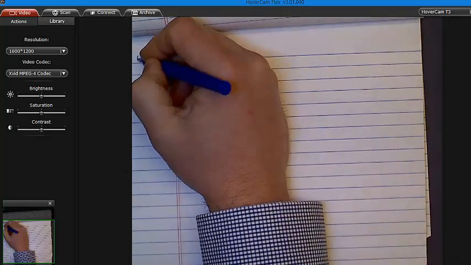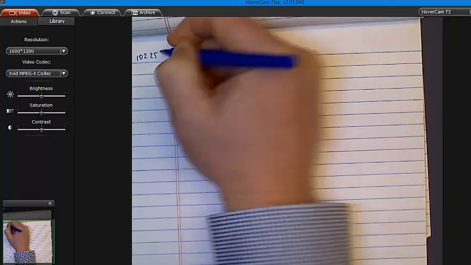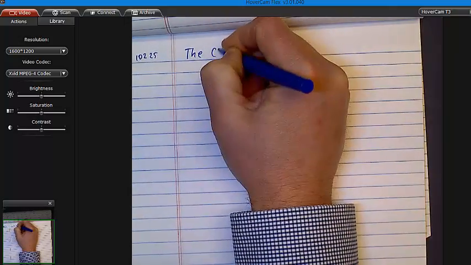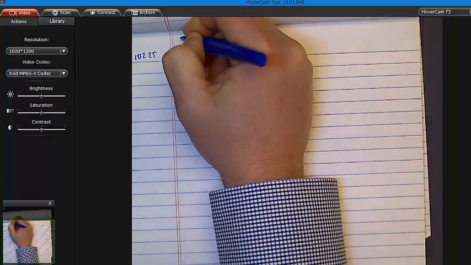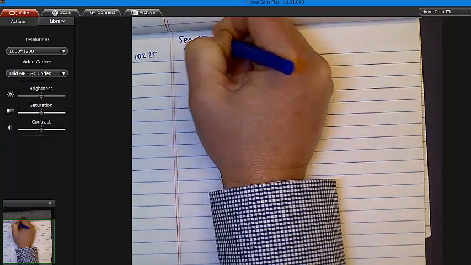So here we go. And by the way, we need 225. The chain rule. And this is section 14.5.